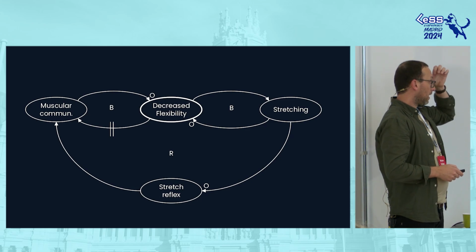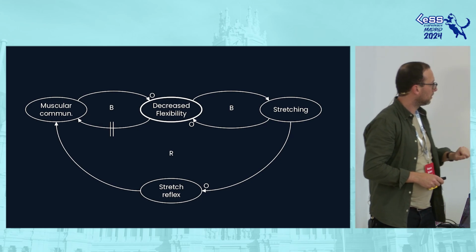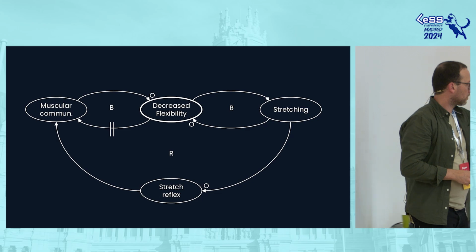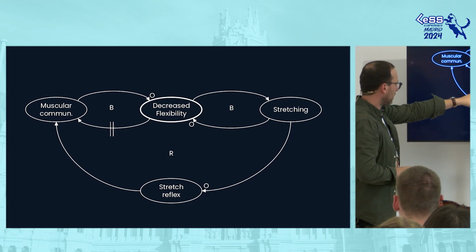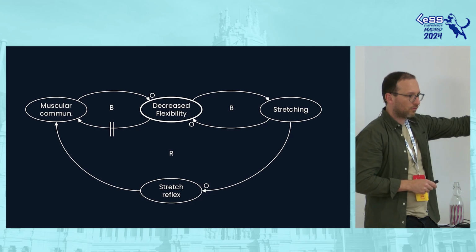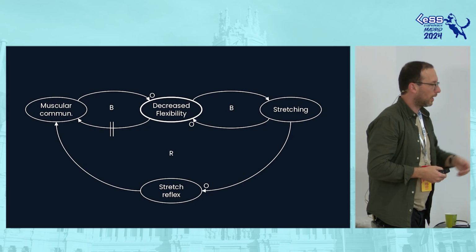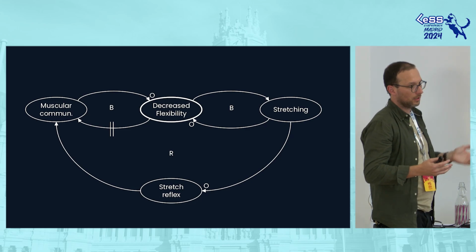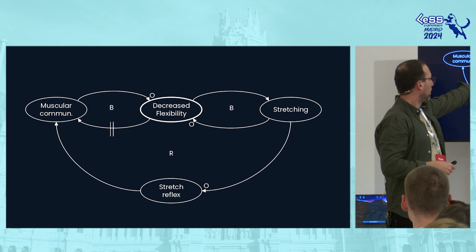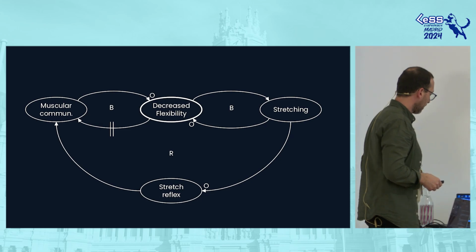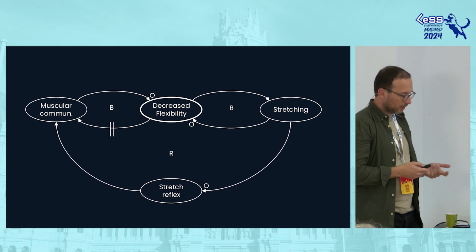So what we have there are a couple of variables. They are connected. The O's are opposite effects. Stretch reflex is connected with an opposite effect over there. So the more we stretch, the less our stretch reflex is. The tendons don't work anymore, and the muscular communication is gone. And of course, those two pipes are a delayed effect. So that's how a system model can look like.